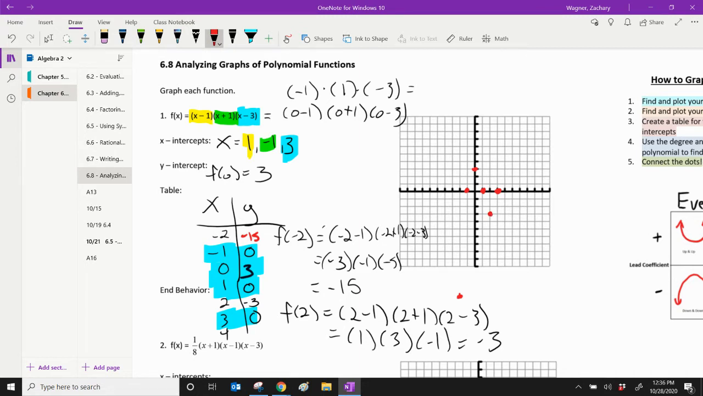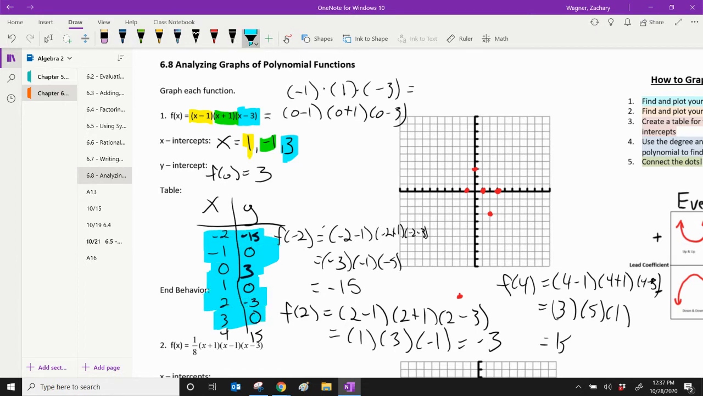Right there. And lastly, f at 4. I'm going to compute this over here. F at 4 is equal to 4 minus 1, 4 plus 1, and 4 minus 3. 4 minus 1 is 3, 4 plus 1 is 5, 4 minus 3 is 1. 3 times 5 times 1 equals 15. Boom, there is my completed table. Totally nice. Notice how fast this thing grows.